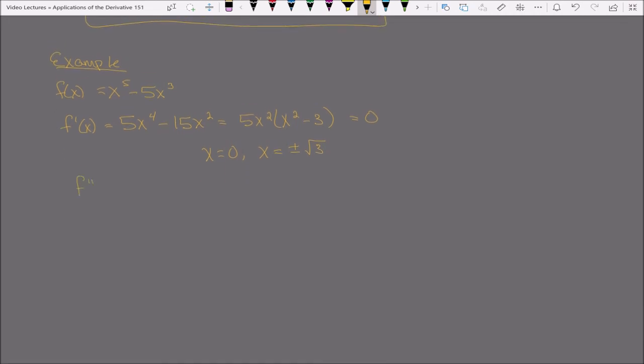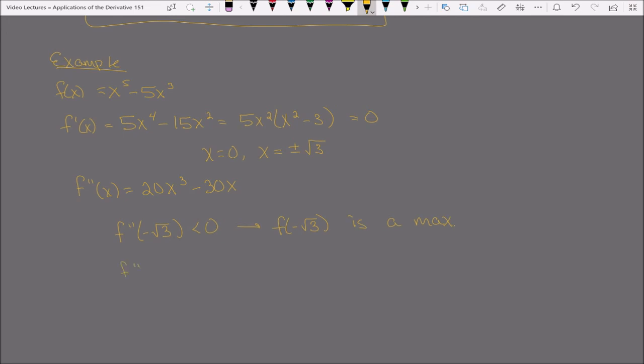Take the second derivative now. So we get 20x cubed minus 30x. Now we want to test each of these points. F double prime of negative root 3. Right, this will become negative 60 root 3. This is positive 30 root 3. This will result in this being negative. Right, this means that f of negative root 3 is a max. I'm sorry, a max, not a min.